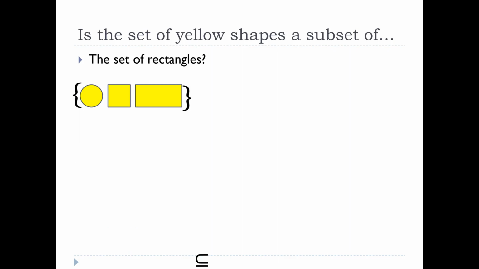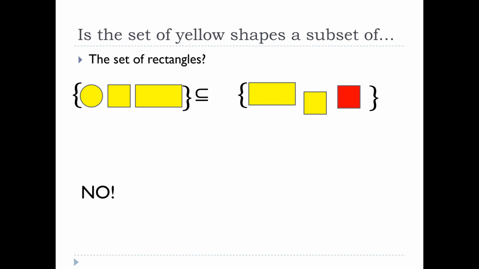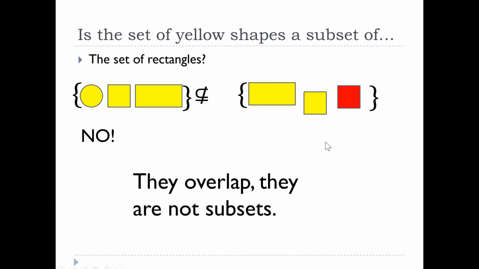Is the set of yellow shapes a subset of the set of rectangles? So let's look. Here's a set of yellow shapes. Is it a subset of the set of rectangles that we had before? Think about it for a minute. The answer is no. So I can put a slash through that. The first set here on the left is not a subset of this set here. And the reason is they overlap. For it to be a subset, all of these three shapes would have to be in this set here. But the circle is not in this set here, so it's not a subset.